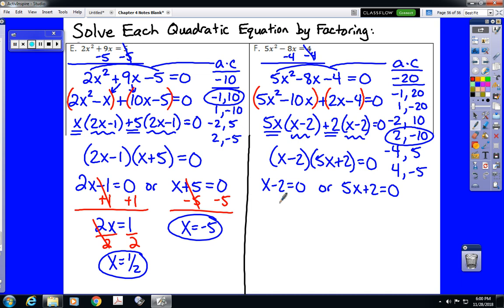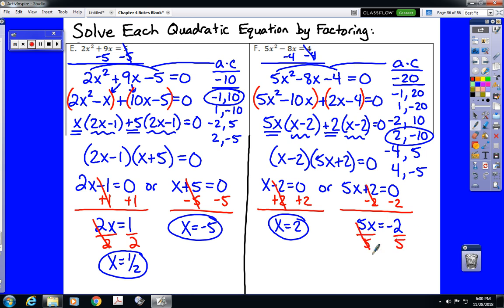And then we solve. So add 2 to each side here would give us our first solution as x equals 2. Over here we're going to subtract 2 from each side, which would give us 5x equals -2. And then we would divide by 5, which would give us x equals -2/5.